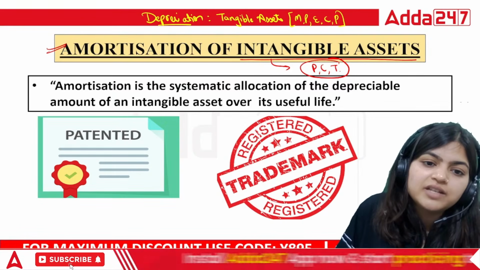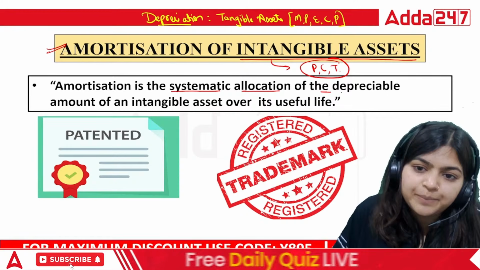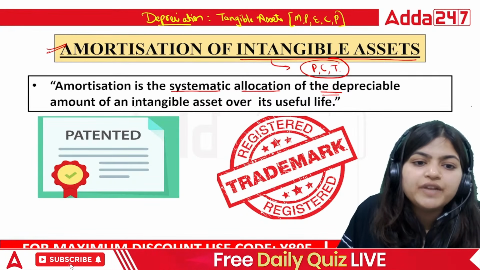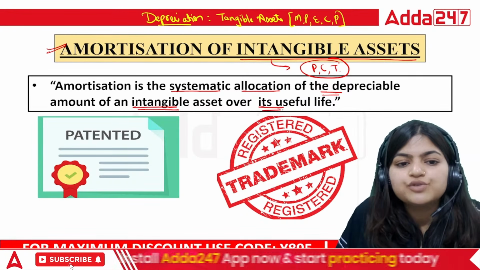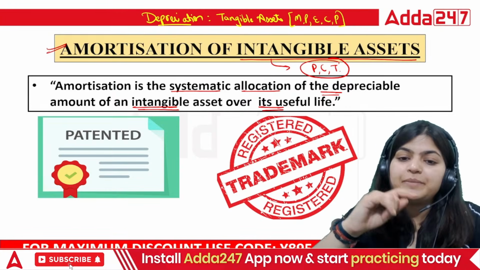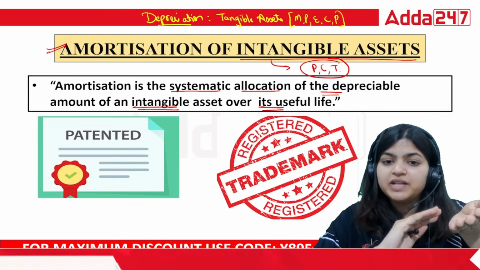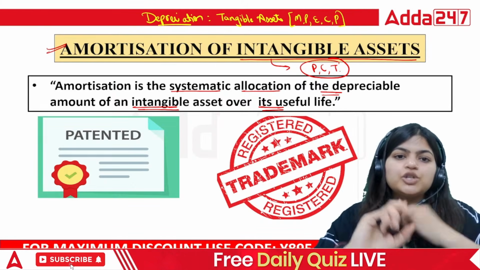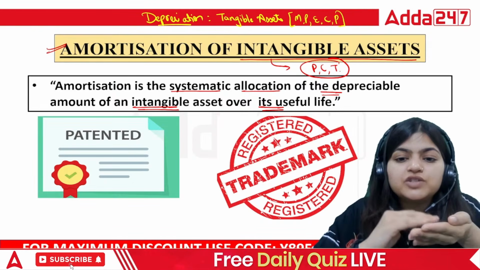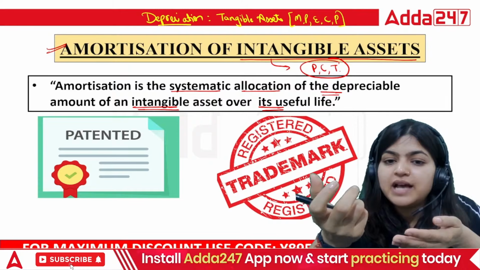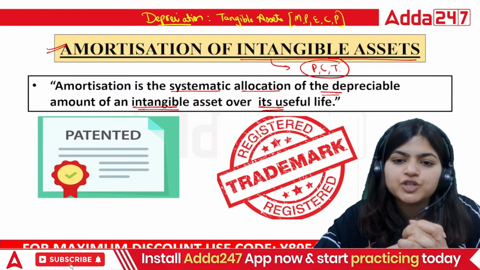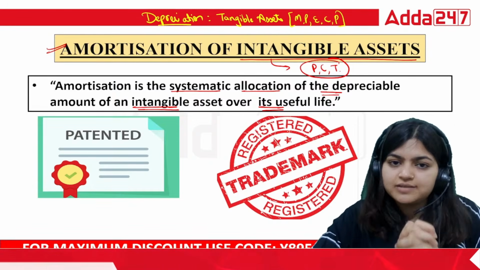So amortization is the systematic allocation of the depreciable amount of an intangible asset over its useful life. So remember, when you are charging depreciation on tangible assets, you calculate depreciation. When you are charging depreciation on intangible assets, you are calculating amortization. So these are your two things.